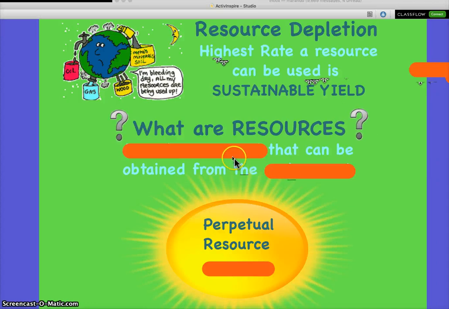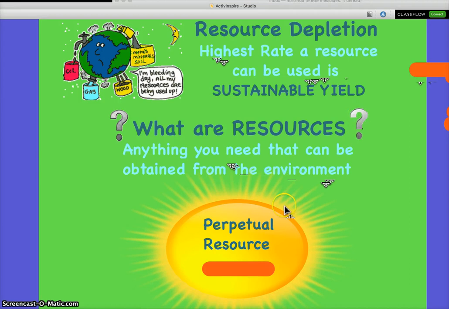And resources are anything you need. We're going to dive into different types or categories of resources. The first one being the sun, which is called a perpetual resource, which determines all life on Earth. Without the sun, we have nothing.